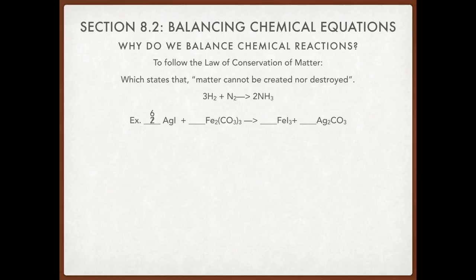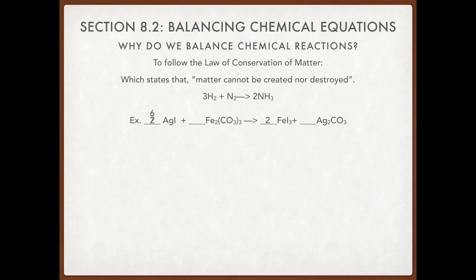In order to get 6 iodines on my product side, I need to put a 2 in front of iron 3 iodide in order to get 6 iodide ions, okay? Because the I has a subscript 3, but then a coefficient of 2, so you multiply to get 6, okay? So iodine right now is balanced. You've got 6 and 6 on both sides. Awesome, but that creates a problem.